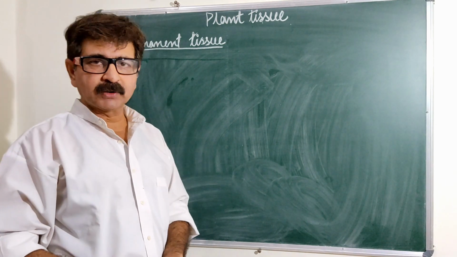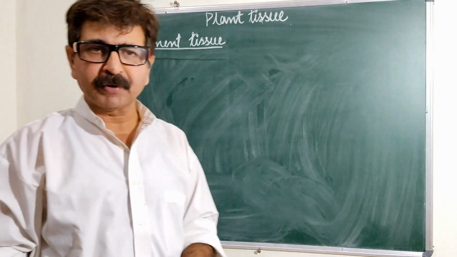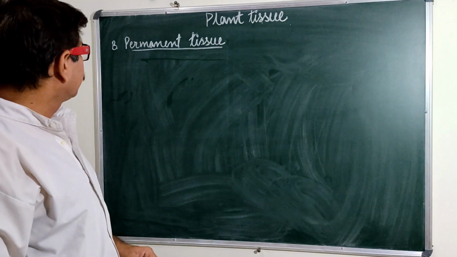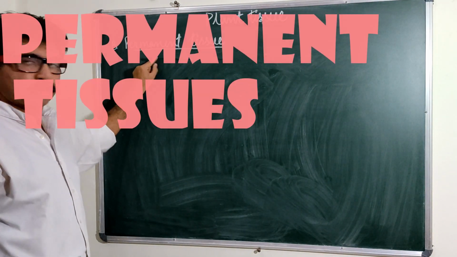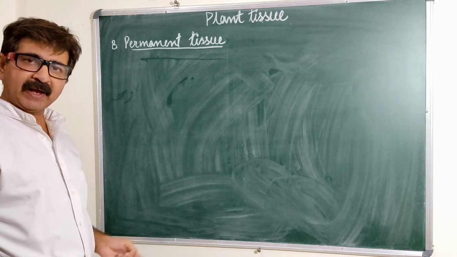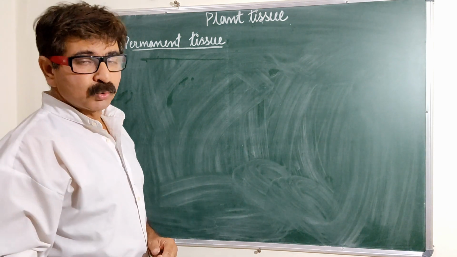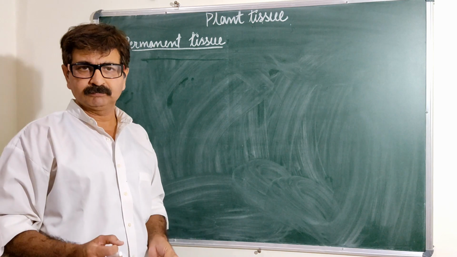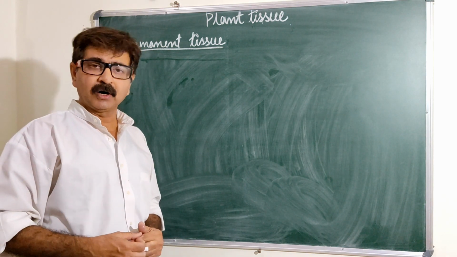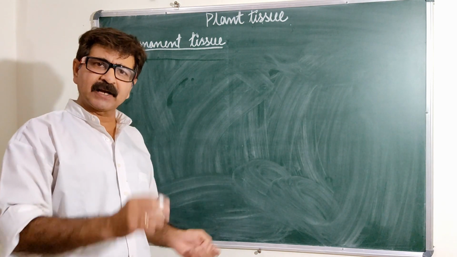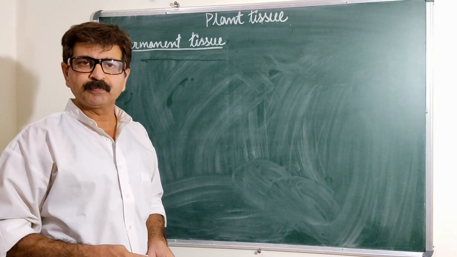Earlier we have read about the meristematic tissue found in the plants. Today we are going to discuss the permanent tissue found in the plants. As named permanent, they do not change their shape or the structure or the function. They remain the same, that's why permanent tissue.